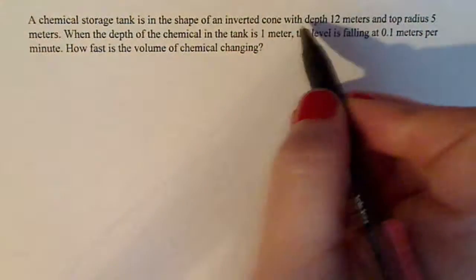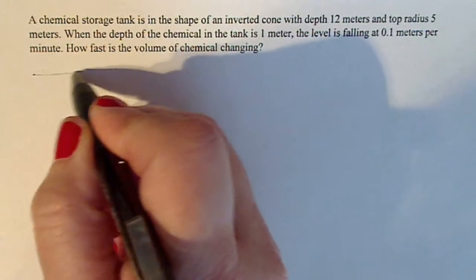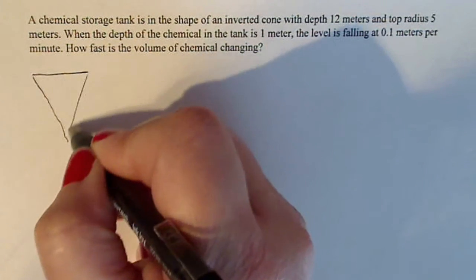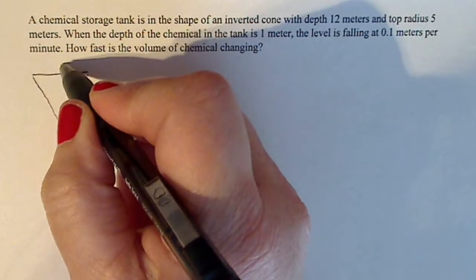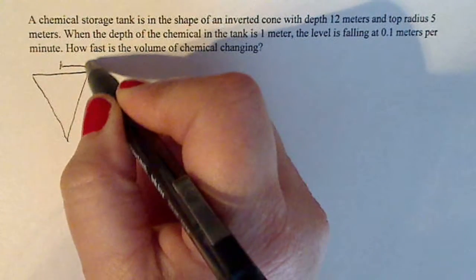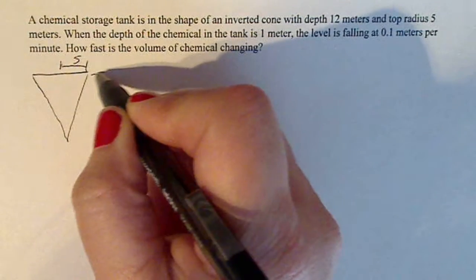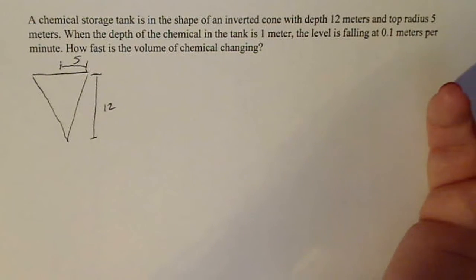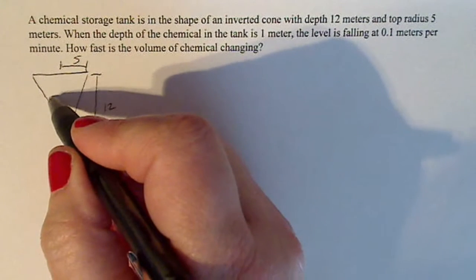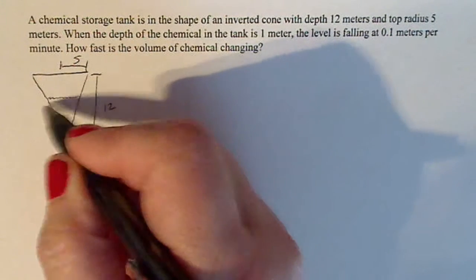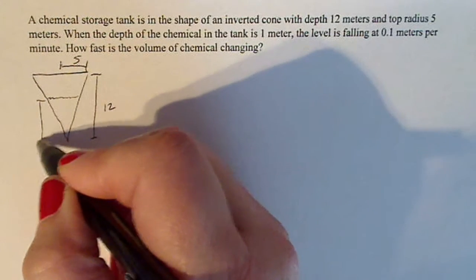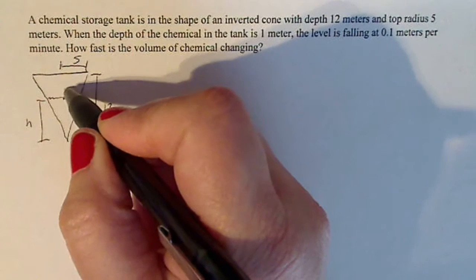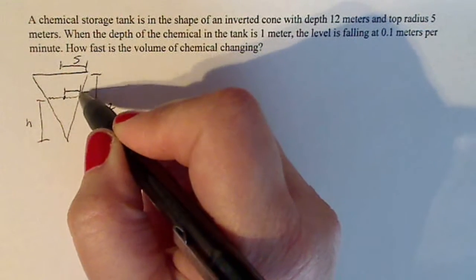So if I have an inverted cone, and yes, it's supposed to be 3D, but it helps in this case to not draw it necessarily that way. My radius here is 5. My length here is 12. And the chemical is draining out of the tank. So I'm just going to put some random height of the chemical here because we don't know exactly how high it is. And then at that point, there is a random radius that we don't know either.